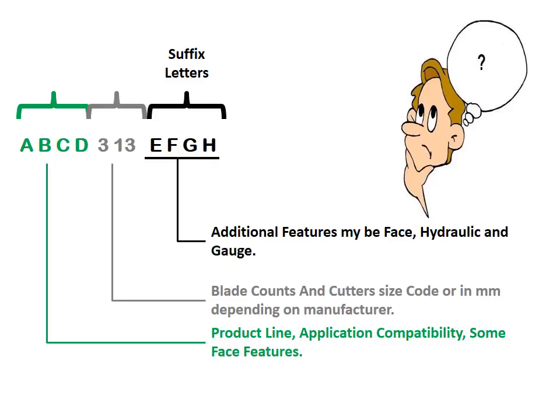The string of letters in the third position is reserved for the additional or optional features for each bit. These additional features may be face features, hydraulic features or gauge features, as will be explained in detail.